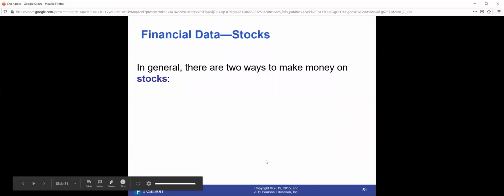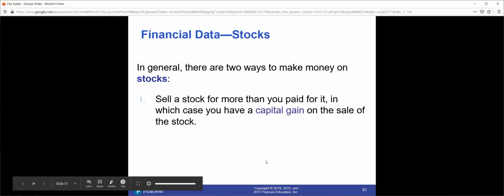All right, let's talk stocks a bit more. In general, there are two ways to make money on stocks. The first way, as we talked about before, is to sell your stock for more than you paid for it. You have a capital gain on your stock. I bought my stock at $10 per share. Company did very well. I can now sell my stock at $50 per share. If I had 100 stocks, I've made quite a lot of money, right? Early investors into Microsoft, Google, Amazon, things of that nature profited hugely off of this.